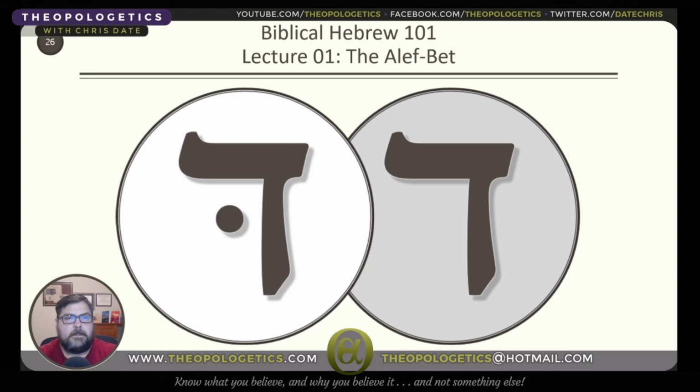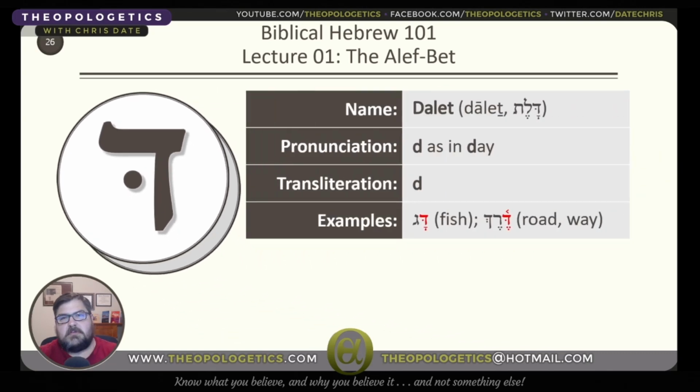Dalet. The character dalet sounds like the English letter D in the word day, or dog, or duck, duck, and so on and so forth, for which reason it is transliterated into English using the letter D. A couple of examples of Hebrew words that start with dalet are dag, which ironically is not a dog, but a fish, and derech, which means road or way or path.